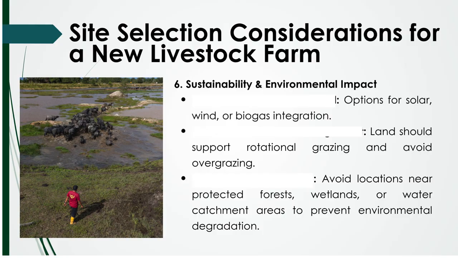Right, next, sustainable pasture management. Land should support rotational grazing and avoid overgrazing. For rotational grazing, you have to look into the huge land requirement, and also the management of the livestock to avoid overgrazing, because overgrazing can cause compaction of the land, and gradually it will cause that land to become infertile. That's why we have to avoid overgrazing in a certain area.